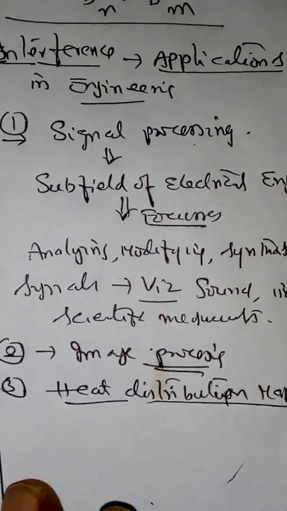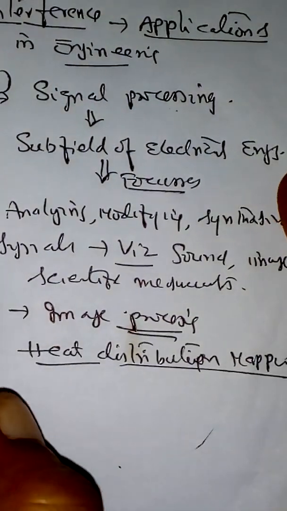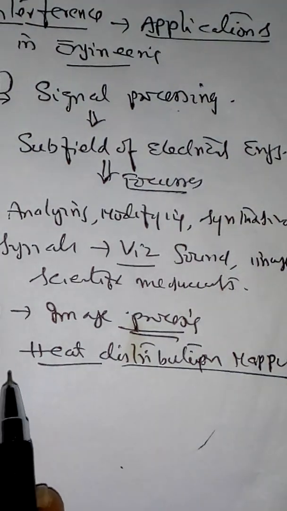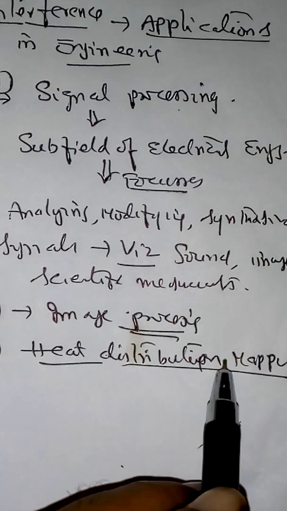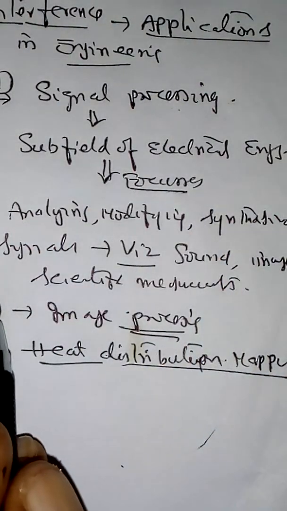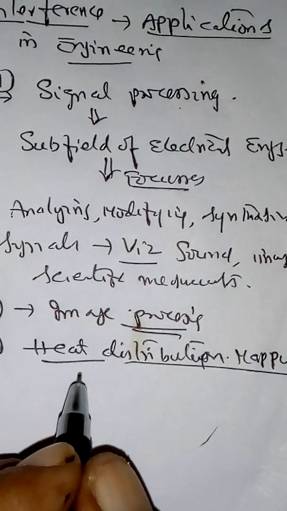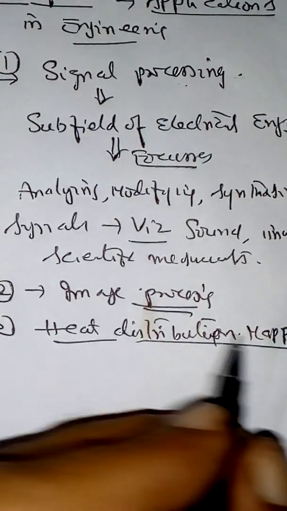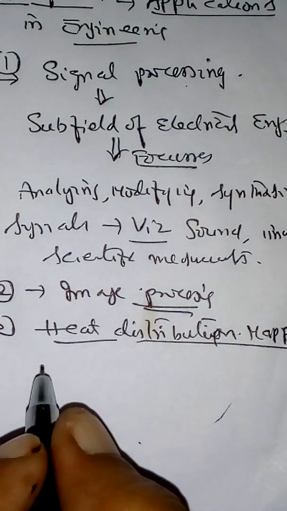What is heat distribution mapping? Let me explain what this concept is. As far as the university is concerned, it is sufficient for you to write that interference is used in heat distribution mapping, in signal processing, and in image processing. That's enough as far as the university question is concerned. But personally, you need to understand what heat distribution mapping is, so let me explain by going a little bit beyond your curriculum.